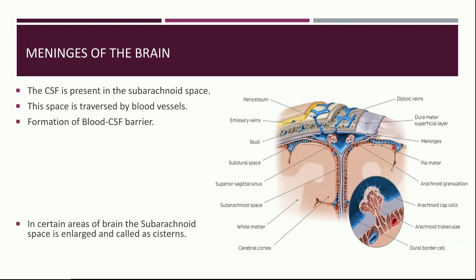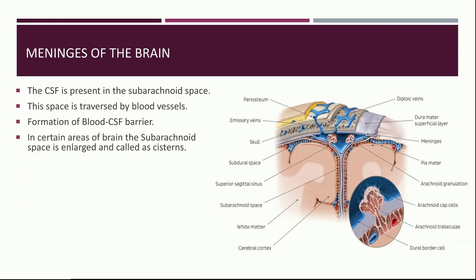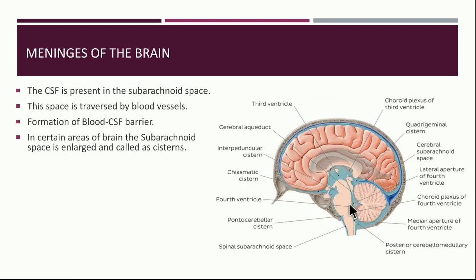Next, you are able to see the subarachnoid space is enlarged at certain places, and they are called the cisterns. So you are able to see between the pia and arachnoid, deep to the arachnoid, at certain places you see large collections of CSF. In this subarachnoid space, you have large collections of the CSF at certain areas, and they are called cisterns.